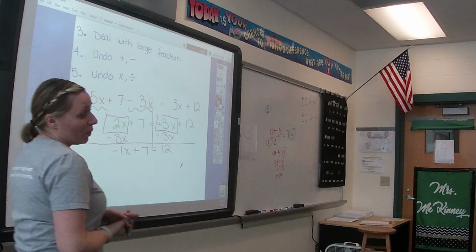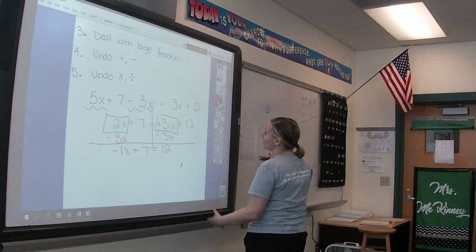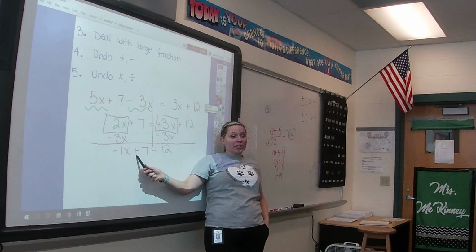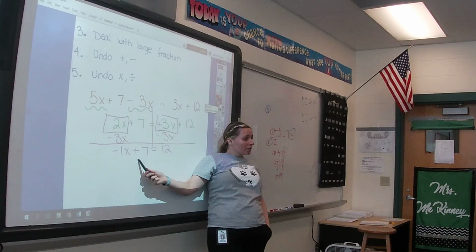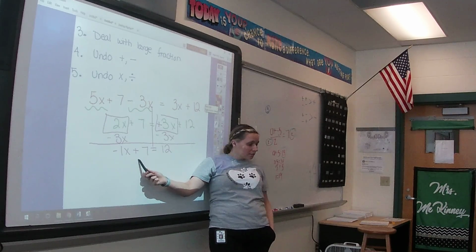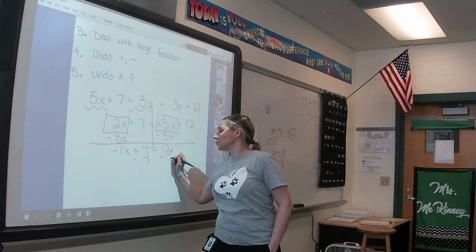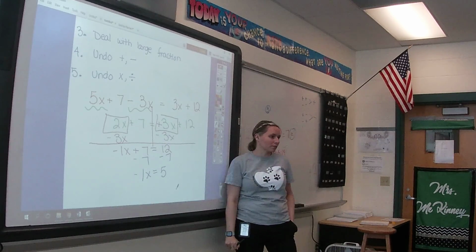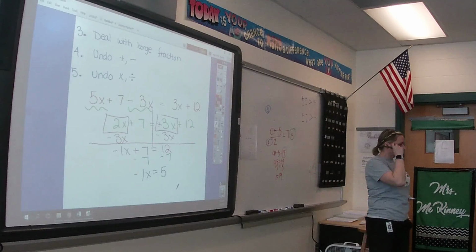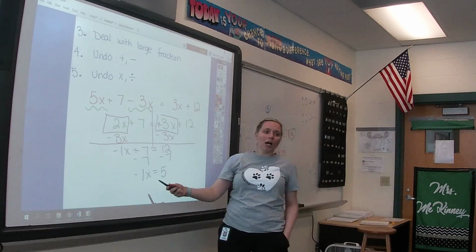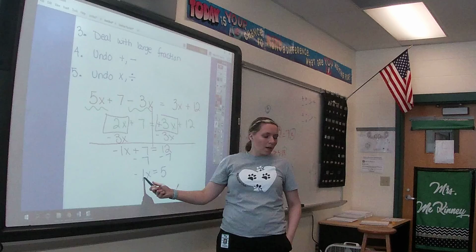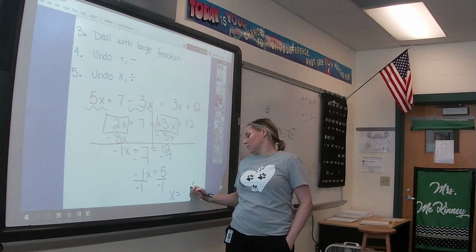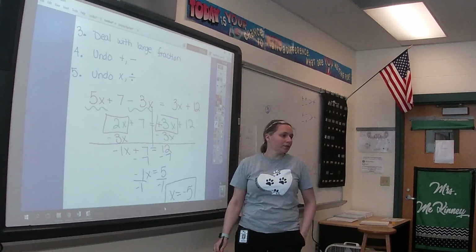Step 3 says to deal with large fractions. We don't have any. Step 4 says to undo addition or subtraction. So how do we undo adding 7? How do we undo this negative 1? Divide. So we'll get x equals negative 5.